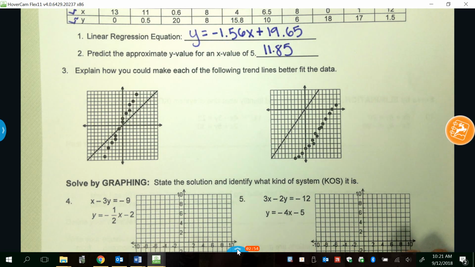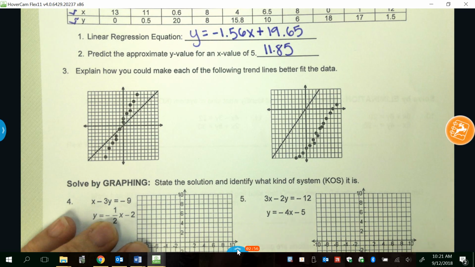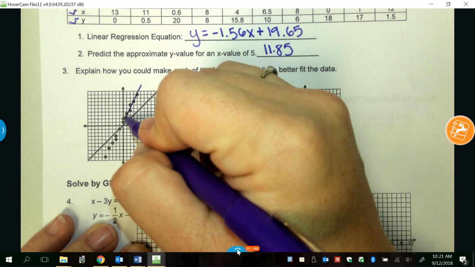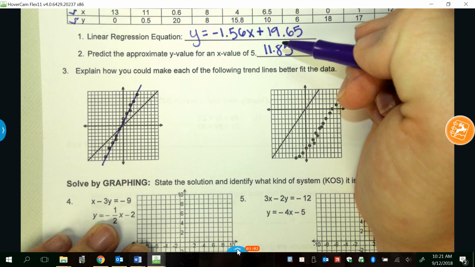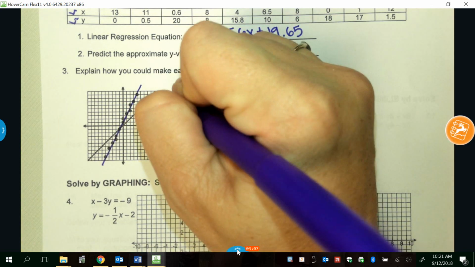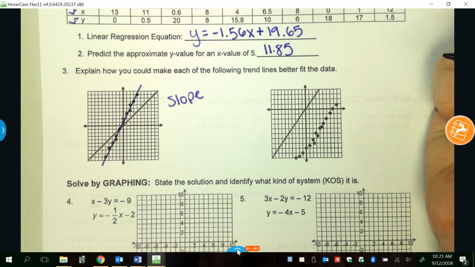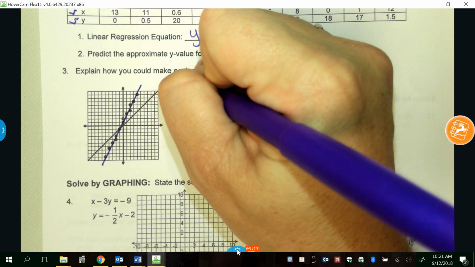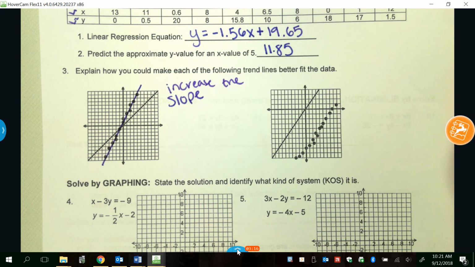Okay, let's look at number 3. Explain how you could make each of the following trend lines better fit the data. So what I'm wanting is I'm wanting the solid line to be through the center of the data here. So if you notice, the big difference is I need it to be steeper. Okay, so your slope is what affects the steepness, and we want it to increase because we want it to be steeper. So increase the slope.